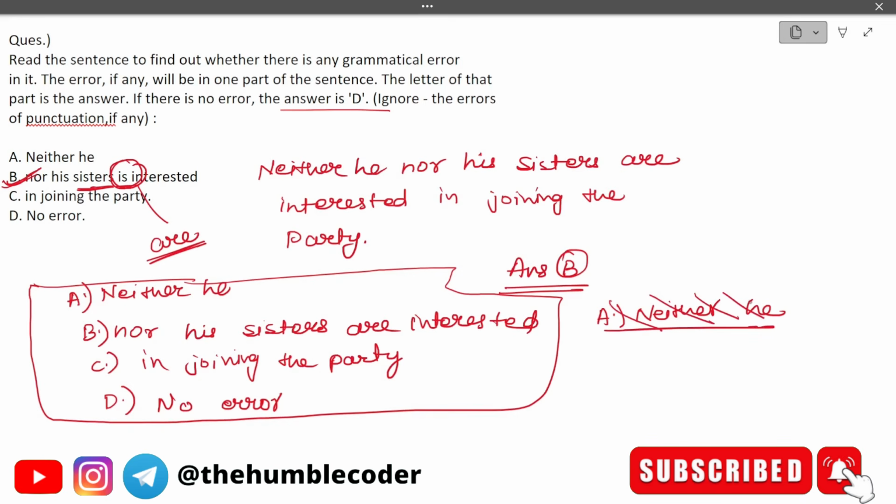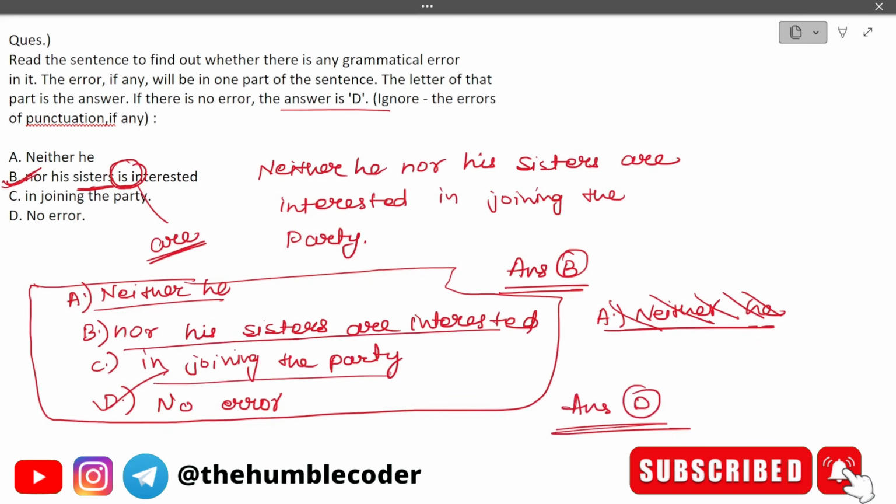But let me tell you now, if you have already commented your answer, the correct answer in this case would be D. Why so? Because all the options are grammatically correct, so there is no error in the options given to us. If we had been given these options, the correct answer would be option D, no error. But in our case there was an error, so the correct option was option B. Let's now move on to the next question.